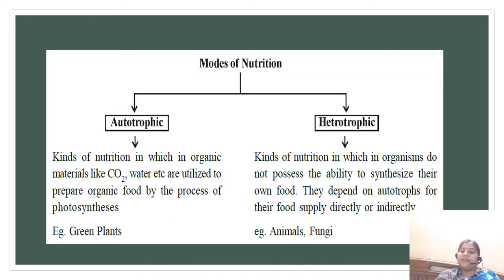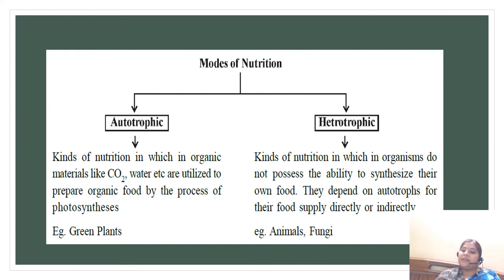So let's understand the difference between autotrophic and heterotrophic. I already explained this, but still let's read out the difference. As I already told you, auto means self-nutrition, hetero means dependent nutrition. So autotrophic is the kind of nutrition in which an organism prepares food from inorganic material. What are the inorganic materials? The inorganic materials over here are carbon dioxide and water.